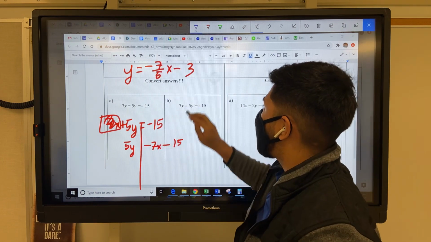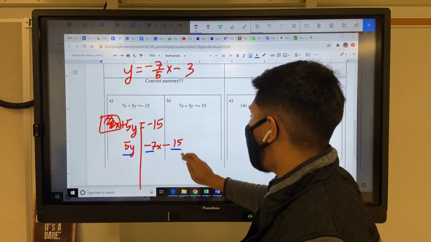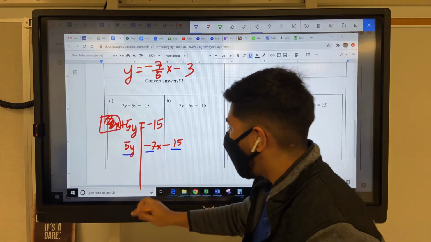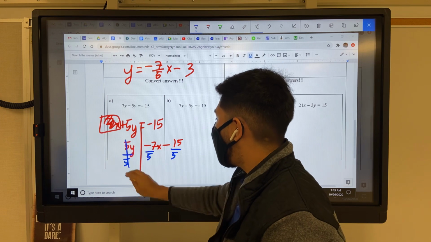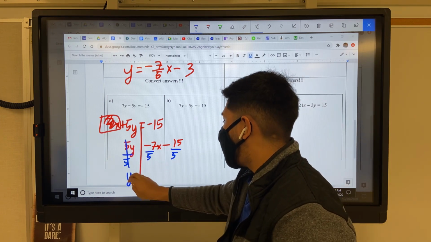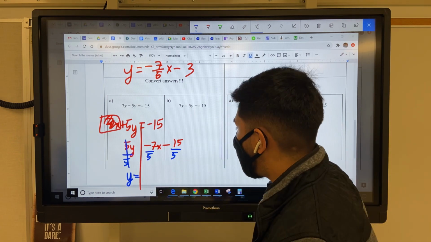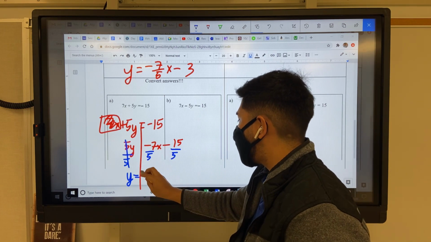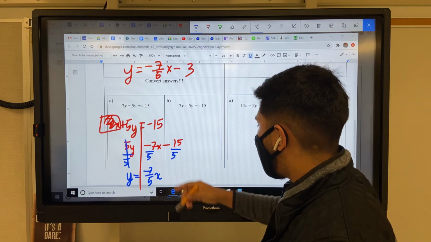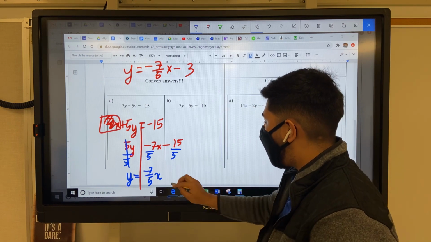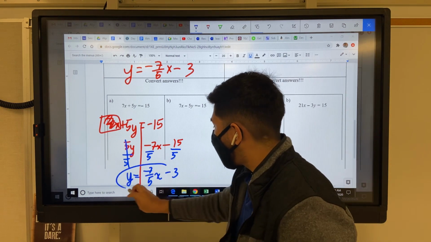And then divide. So we've done this before. Divide, divide, divide by who? Person in front of the y. 5, 5, 5. There's my y equals, because I need to look like the answer. Calculator stays the same. Here, calculator, negative 15 divided by 5, negative 3.